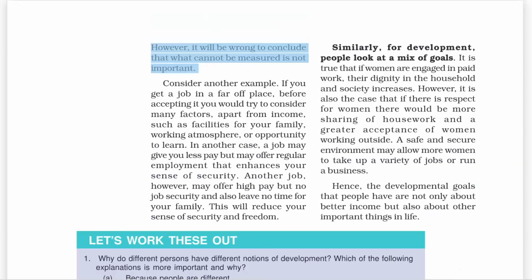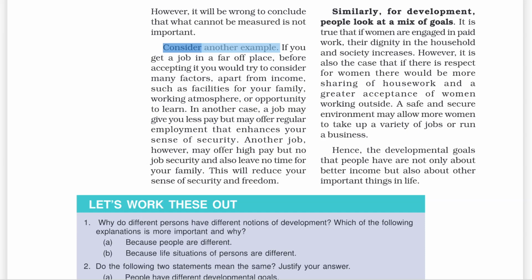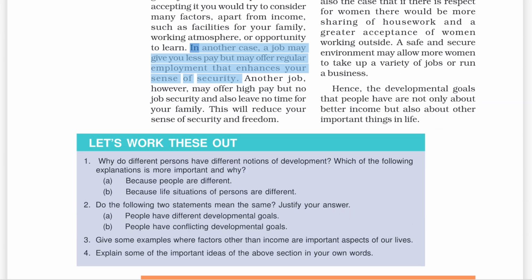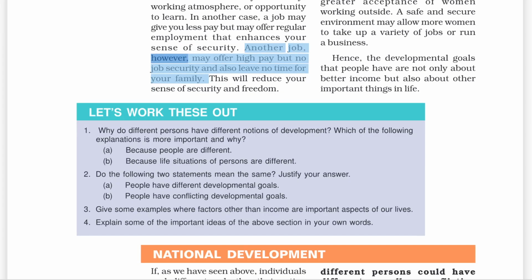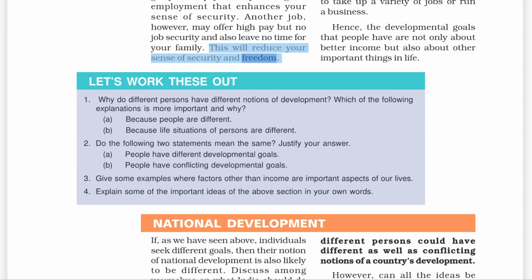Let's work these out. However, it will be wrong to conclude that what cannot be measured is not important. Consider another example. If you get a job in a far-off place, before accepting it you would try to consider many factors apart from income, such as facilities for your family, working atmosphere, or opportunity to learn. In another case, a job may give you less pay but may offer regular employment that enhances your sense of security. Another job, however, may offer high pay but no job security and also leave no time for your family. This will reduce your sense of security and freedom.